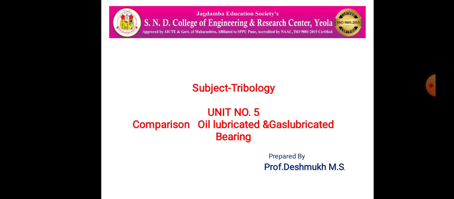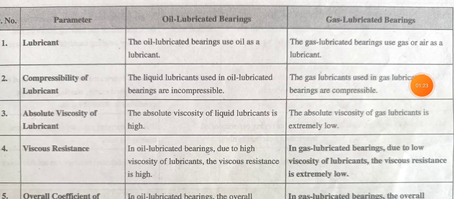So what exactly is the difference? The difference is the lubricant being used, whether it is oil or gas. If oil is used as a lubricant for the lubrication of the bearing, that is called an oil lubricated bearing, while in a gas lubricated bearing, gas is used as a lubricant for the lubrication of the bearing. So in detail, we will see the comparative points for the comparison of oil lubricated and gas lubricated bearings. Let's see one by one.